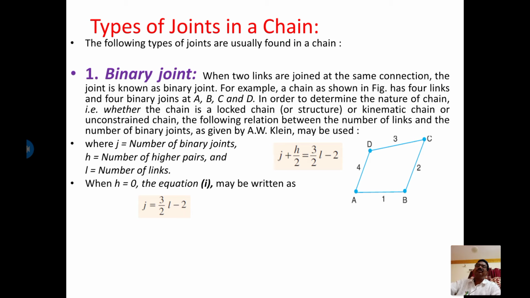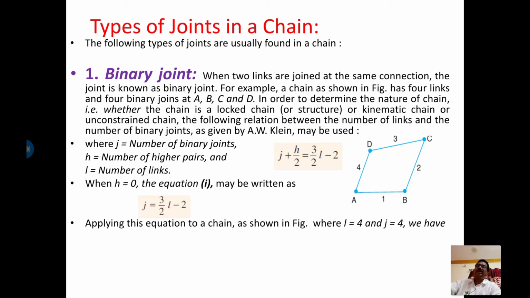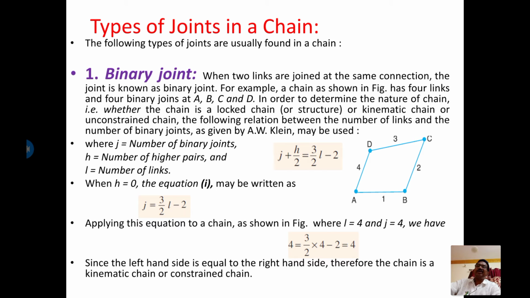Applying the equation to this chain, L is 4 and J is 4. Both sides are equal, therefore it is a constrained kinematic chain.